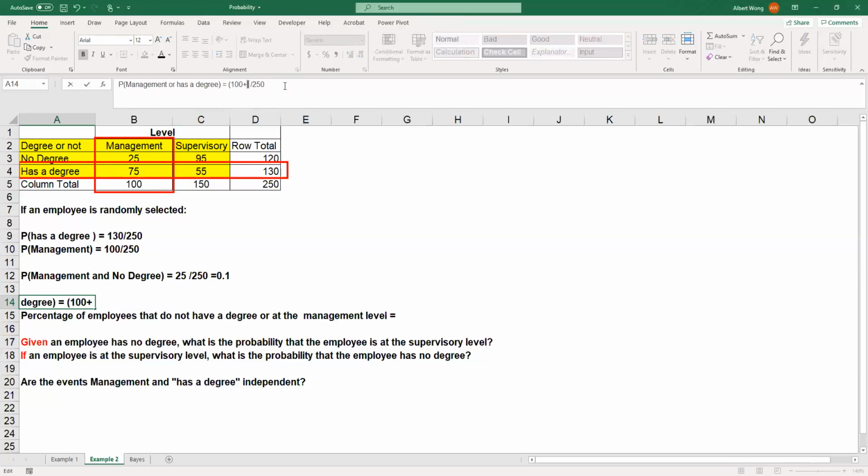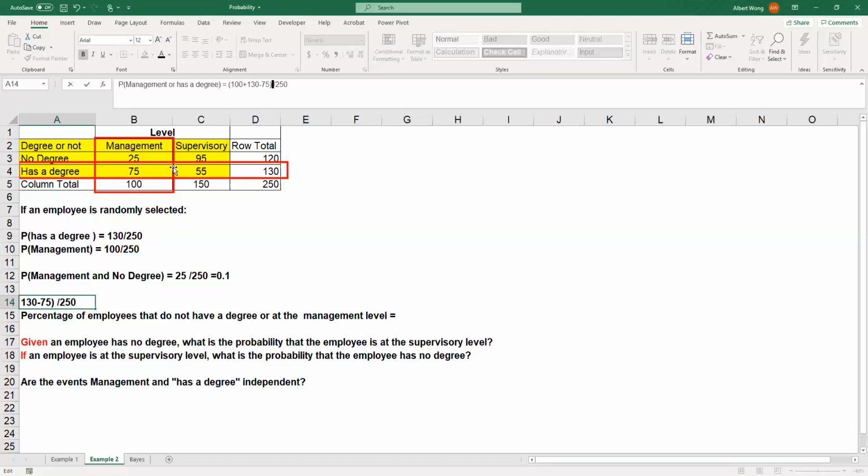So the probability would be 100 plus 130. However, if we do that, what happened? Well, when we count management, we count the 25 and 75 to get 100. When we look at whether they have a degree or not, we have 75 and 55 to form 130. So what happened? Well, the 75 has been counted twice. That means it's been double counted. So in order for us to finish off the calculation of probabilities, we should take away the 75 because this number is a double count.